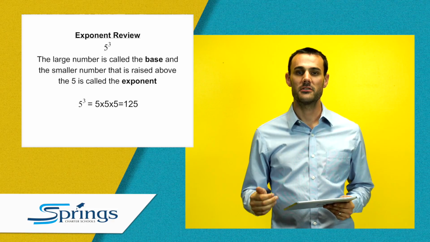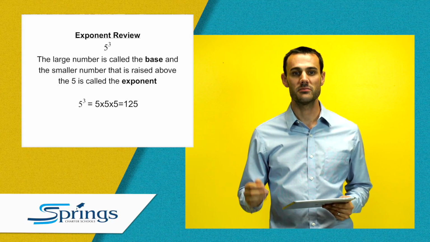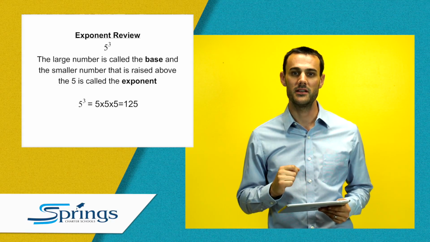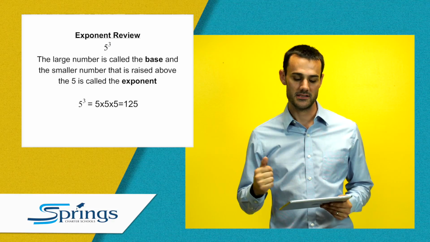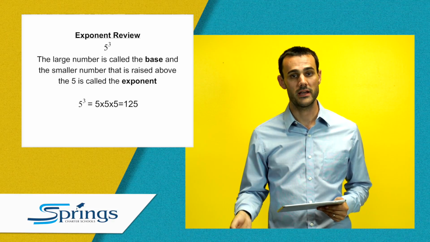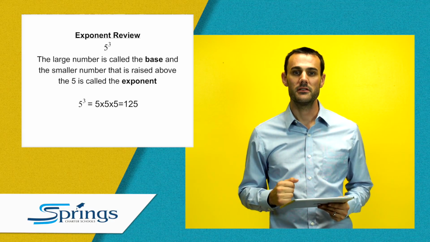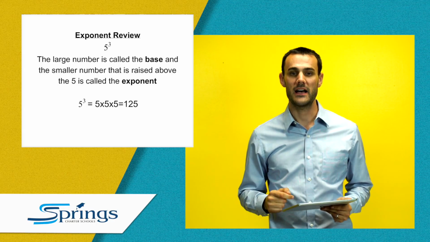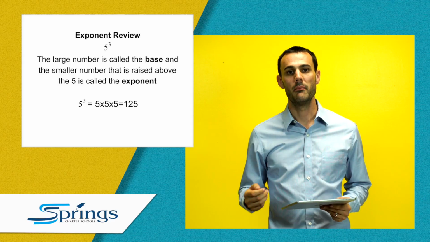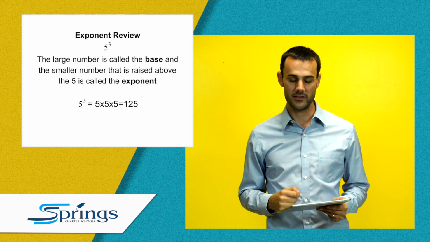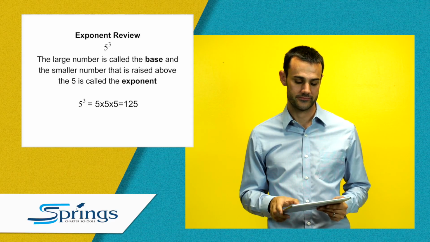With exponents, our large number is called the base, and the small number, which is raised slightly above the base, is called the exponent. In my example here, I have 5 raised to the third power, or I could say 5 cubed. When I break it down for you, it stands for 5 times 5 times 5. And when I multiply those 5s together, I get a final answer of 125.